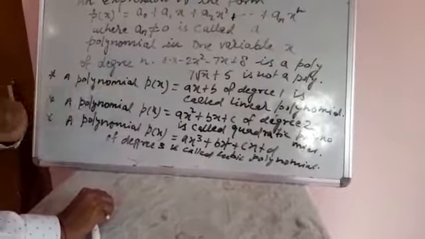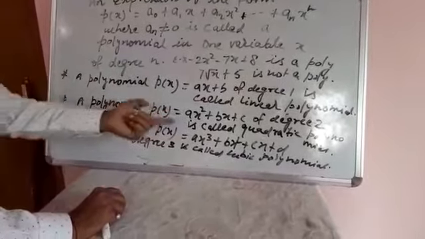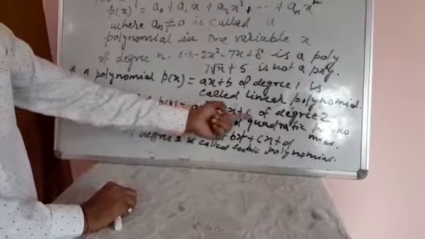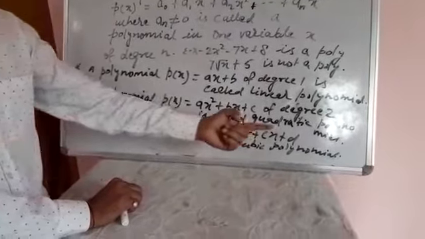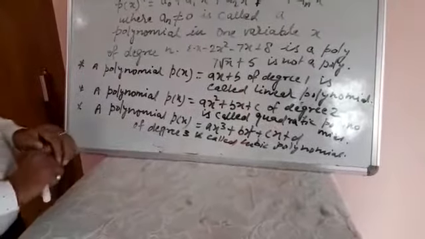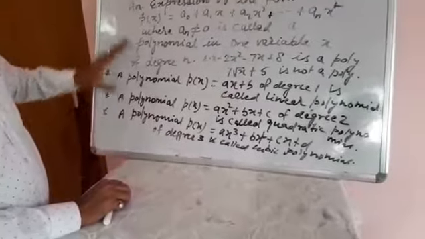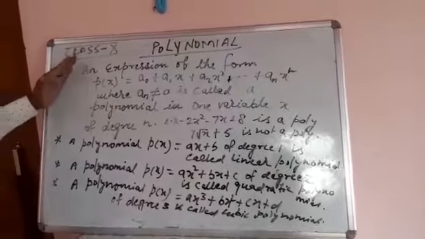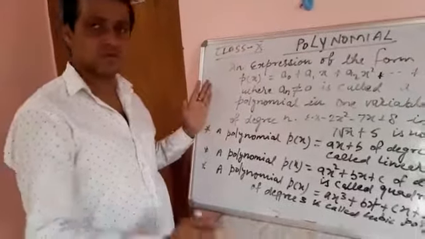Here the maximum degree is x to the power 1. The last is x⁰, the constant part. Here 3, 2, 1, and the constant part. So this is collaborated with the definition given to you. This is all about this first video, and I am coming with the next one on the zero of the polynomial.